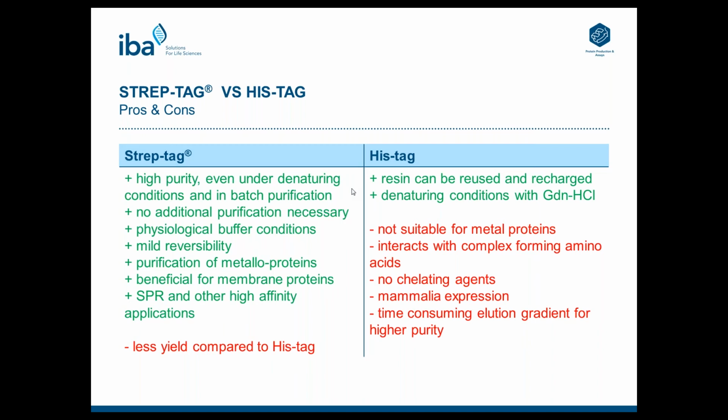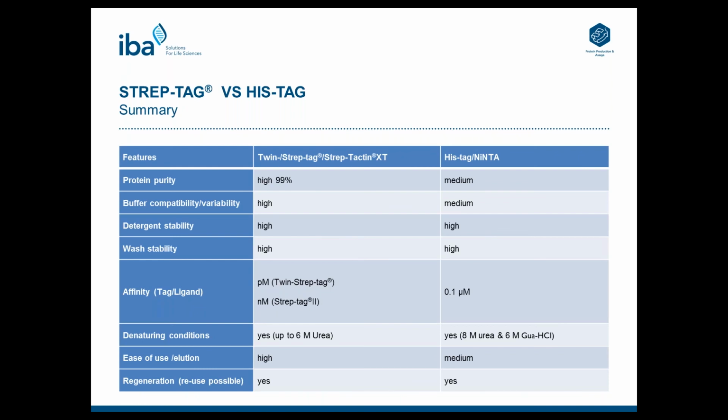The benefits of the His-tag system is that the resin can be easily recharged and reused, and it can be used for denaturing conditions with guanidinium hydrochloride. The drawbacks of the His-tag system is that it is not suitable for metalloproteins. It interacts with complex forming amino acids, so you get lots of background proteins. You cannot use chelating agents such as EDTA and EGTA. It is also not recommended for mammalian expression because the background proteins are even higher compared to E. coli expressions. And for the His-tag, you need a time-consuming elution gradient for higher purity.